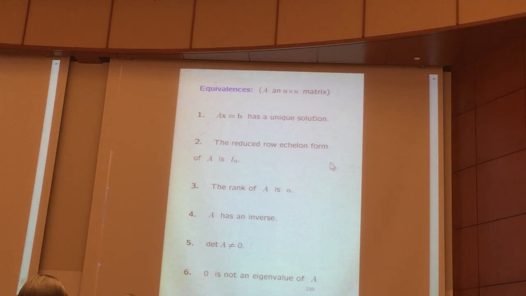Now we have a bunch of equivalences. AX equals B has a unique solution. Reduced row echelon form is the identity. The rank of A is n. A has an inverse. Determinant of A is not zero. Zero is not an eigenvalue. Zero being an eigenvalue means that the determinant is zero, which means it doesn't have an inverse. And so on.